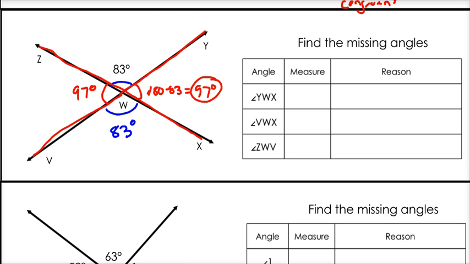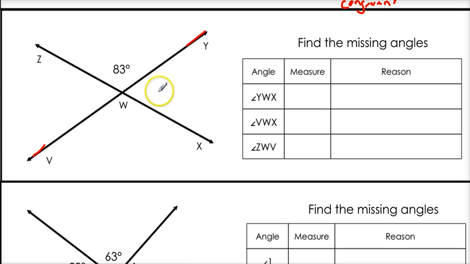So, I'm going to erase this for a second. It's a little cluttered, and let's just fill in what we just had there. This is 83 degrees, this is 97 degrees, and this is 97 degrees. Now we just got to fill out our chart. For the first one, we're going to find YWX. YWX. This angle is 97 degrees.